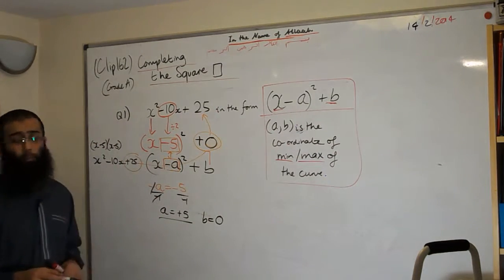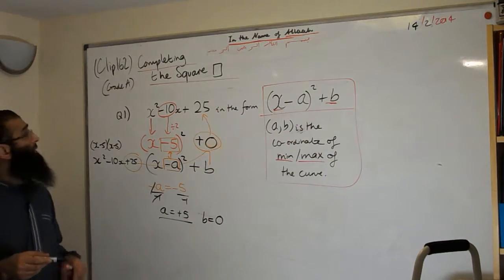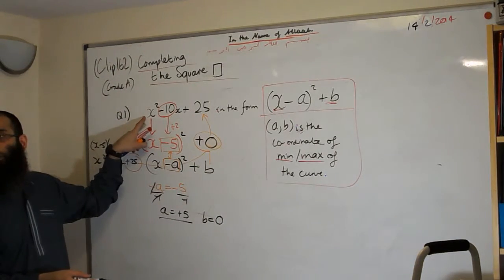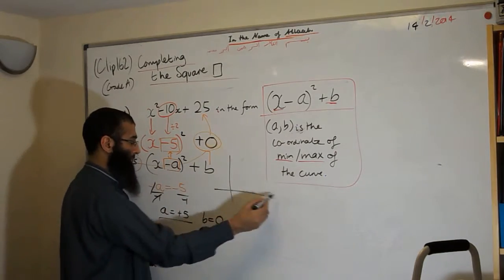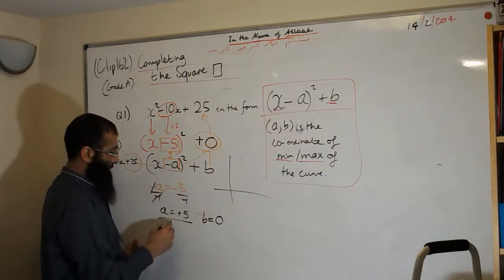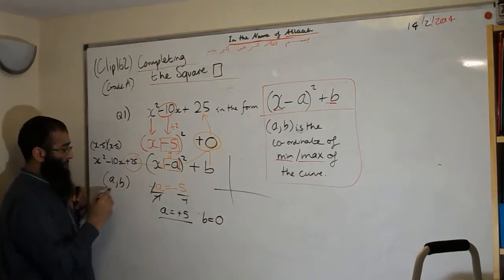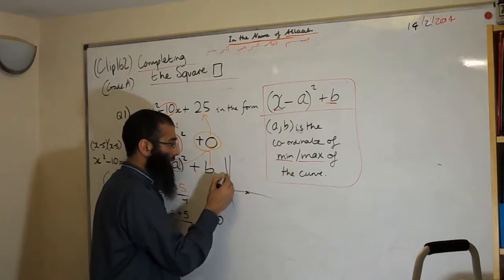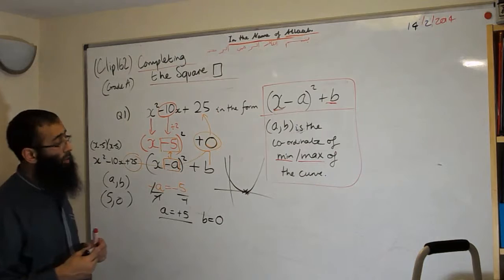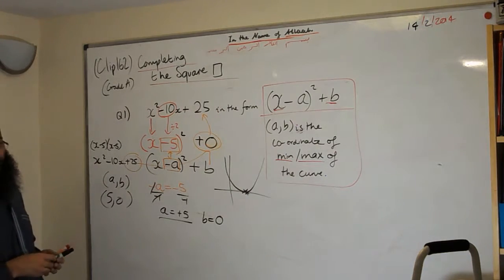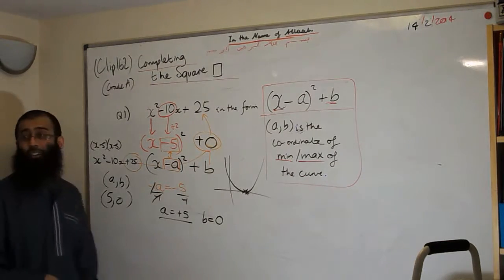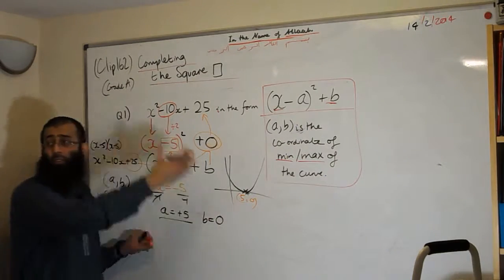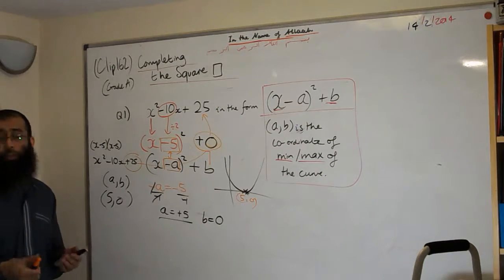So what's the significance of the a and the b value? They give us the minimum or maximum of the curve. Now this is a quadratic equation which goes like this. How do we know it goes like that? Because the coefficient of x squared is positive. So it'll definitely be a minimum. So we know that (a, b) is the minimum point, which is (5, 0). So if we do a little sketch here, here's (5, 0), and the graph's going to go something like this. So the significance of the a and b values here is 5 along the x and 0 along the y. That's where the curve hits the minimum. That's what we worked out.